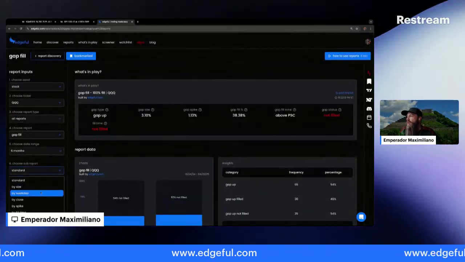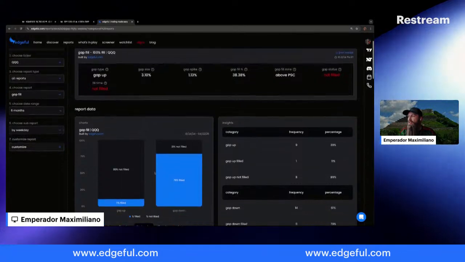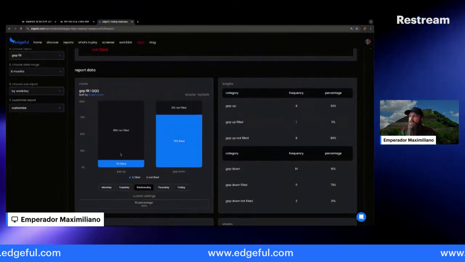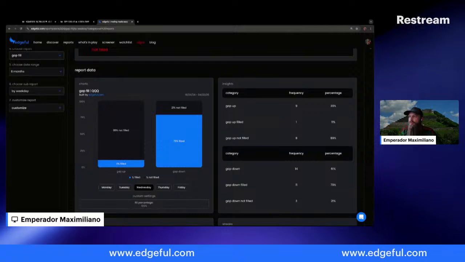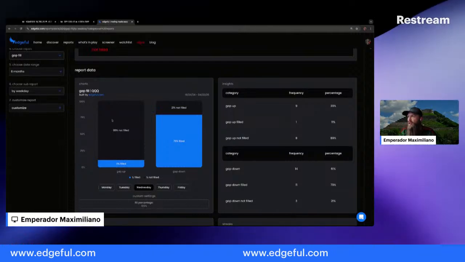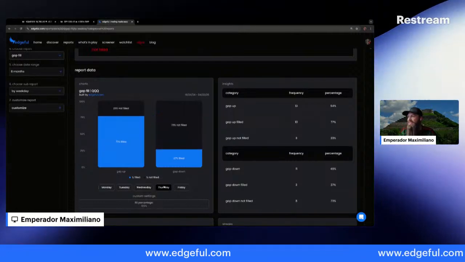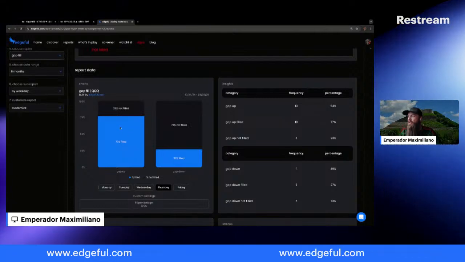Let me just show this again. All right, gap fill, by weekday. And how about gap doesn't fill on Wednesday? Gap up on a Wednesday, you're not filling it. Not often anyway. Gap fill Thursday.